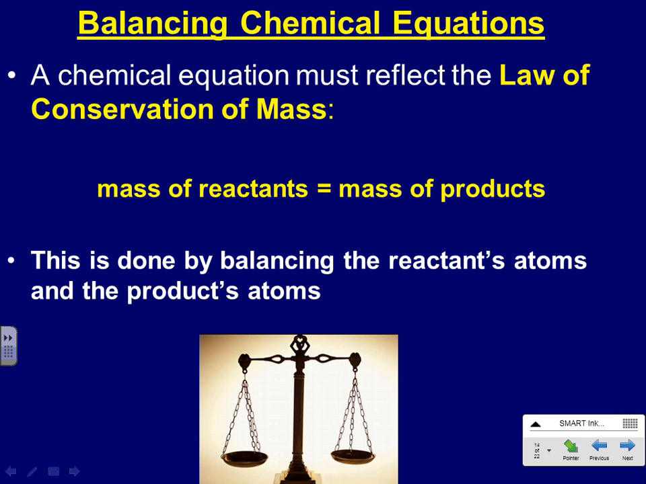So a chemical equation must reflect the law of conservation of mass. That means the mass of the reactants must equal the mass of the products. This is done by balancing the reactant atoms and the product atoms. Each atom has a mass. We haven't looked at the mass number on our periodic table because we haven't needed it, and we're not going to need it in this course. In grade 11, we will use the mass numbers. But every one of these big numbers underneath the elements represents the mass of that particular element. And each atom of each element type has the same mass. So if we balance the atoms, we're balancing the mass because they all weigh the same amount.